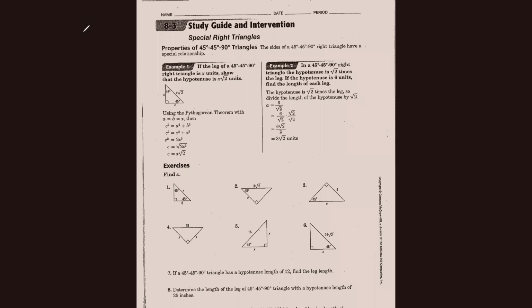But we have a special right triangle. That's what we're going to be talking about today. Special right triangles. We have 45, 45, 90, and 30, 60, 90. Those names are based on the actual angle measures. So on this image, and I'm going to redraw it here, that is a 45, 45, 90. So this is a 45-degree angle, a 45-degree angle, and a 90-degree angle.